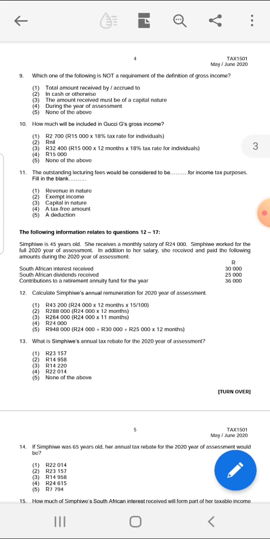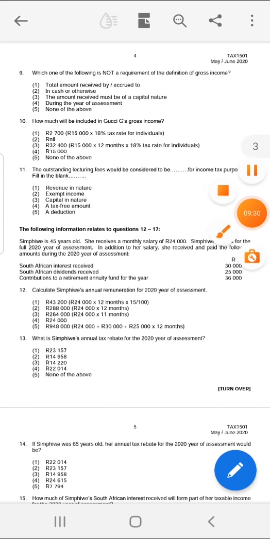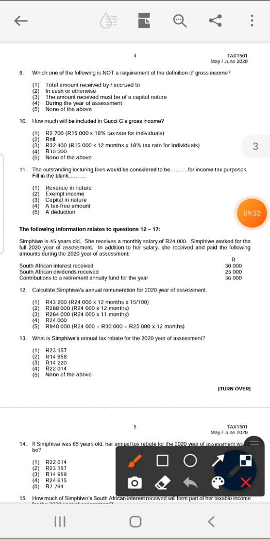Because when we define our gross income definition, it says that total amount received or accrued in cash or otherwise during the year of assessment, it must not be of a capital in nature. So here they said the amount received must be of capital in nature. So option number 3 is wrong. It's the one that you will have on your question number 9.